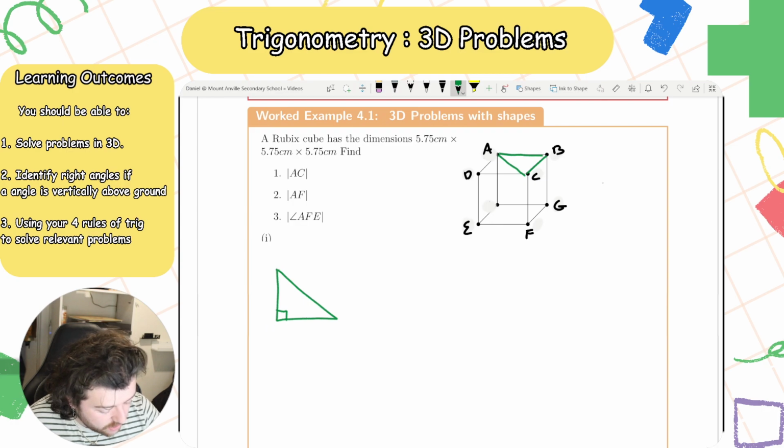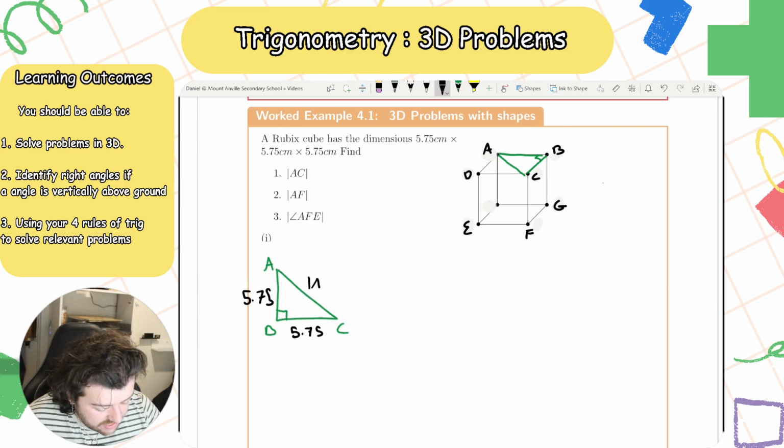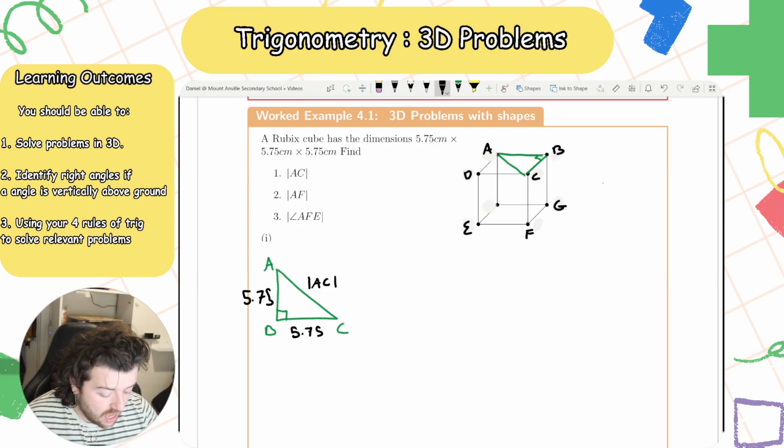Label your points. B is where my right angle is. Remember, this is a square, so that's obviously a right angle. And I'm going to label this A and label this C. We're dealing with a cube, so this is 5.75 centimeters, and this is 5.75 centimeters. And then this is length AC. Now we're trying to find AC. I have a right angle triangle here, so I can use Pythagoras.